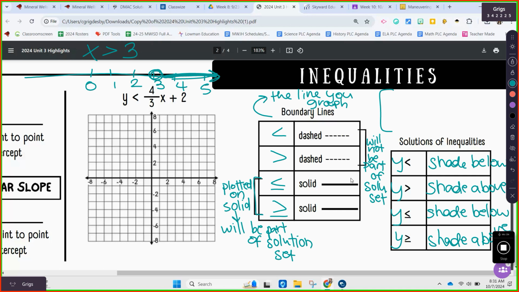You ready to study? Okay, so let's graph this: 4/3 x plus 2. I'm going to graph it like I usually do. My starting point is the 2, the y-intercept. So I'm going to plot a dot at 2. And then 4/3 is rise over run, correct? So rise 4 and go over 3. 1, 2, 3, 4 over 1, 2, 3. That would be my second point.